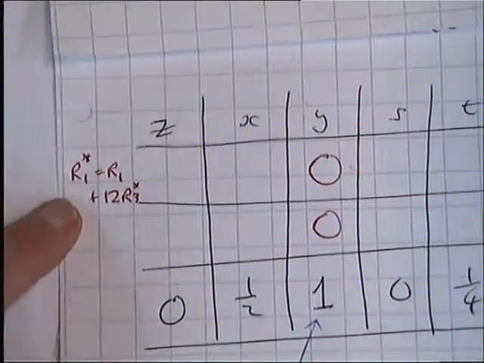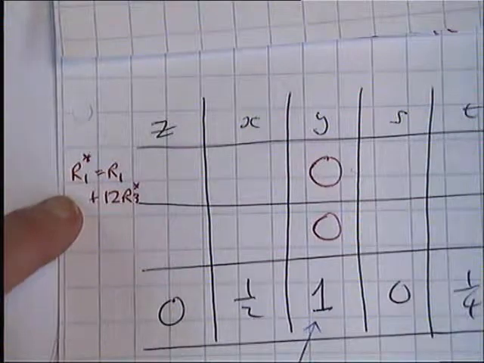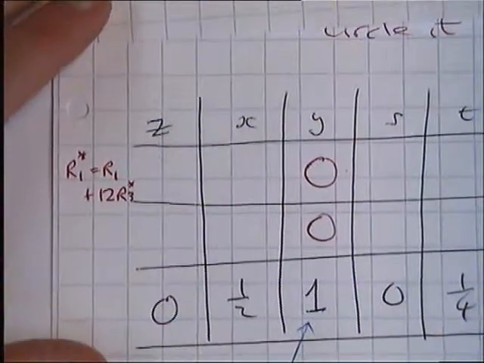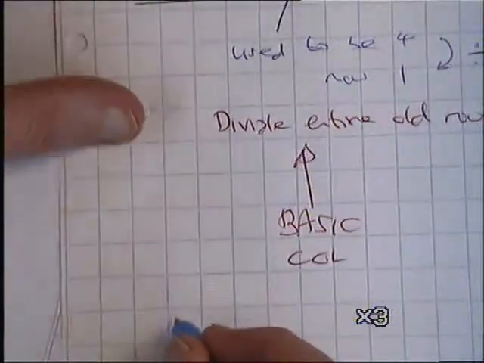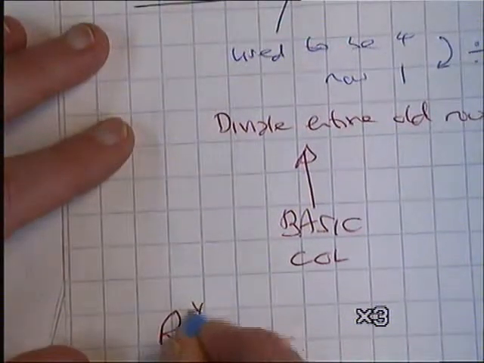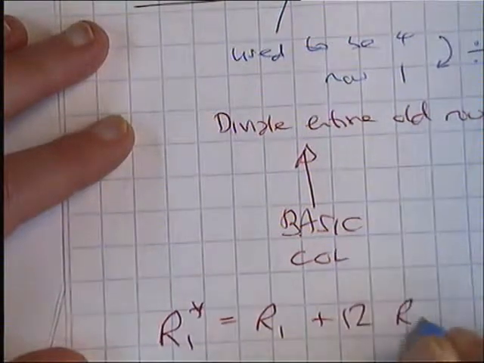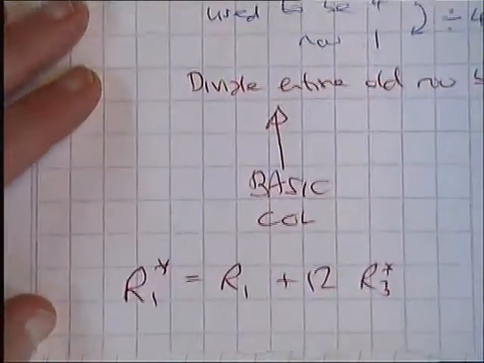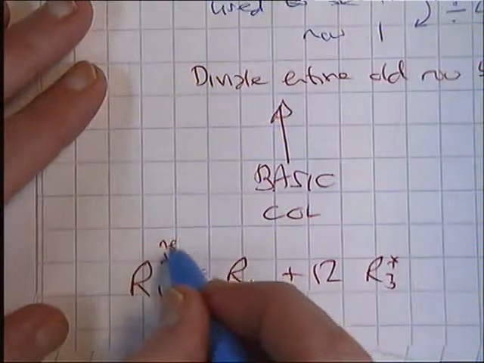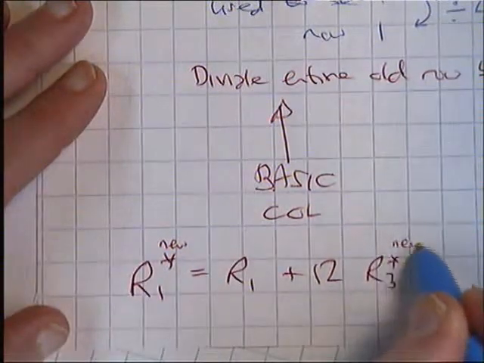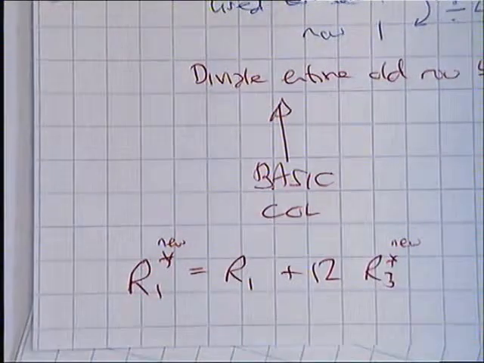Okay? So that star up there means a new row. If it's not starred, I mean an old row. So I'm just going to write that down here. R1* = R1 + 12 R3*. That's what I've just written down. The star means it's a row in my new table. If it's not starred, it means it's a row in my old table.